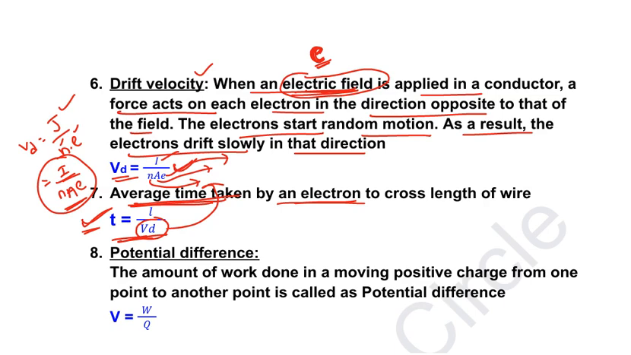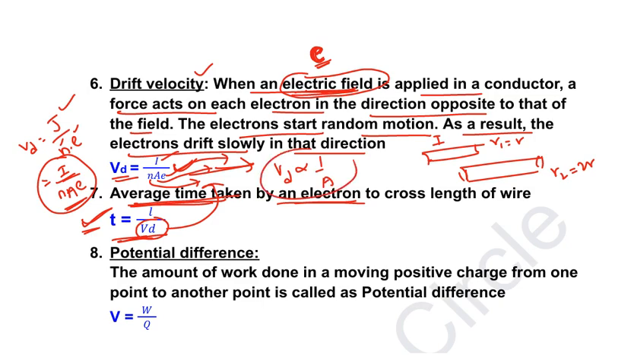And regarding this, one more problem will be given. Equal current is flowing in a conductor, but the radius of the conductor is doubled. Here radius R1 equal to R, and R2 is 2R. Same current is flowing, double the radius. For that, we need to use Vd is inversely proportional to A. Use this formula, you will get the answer for such kind of problems.